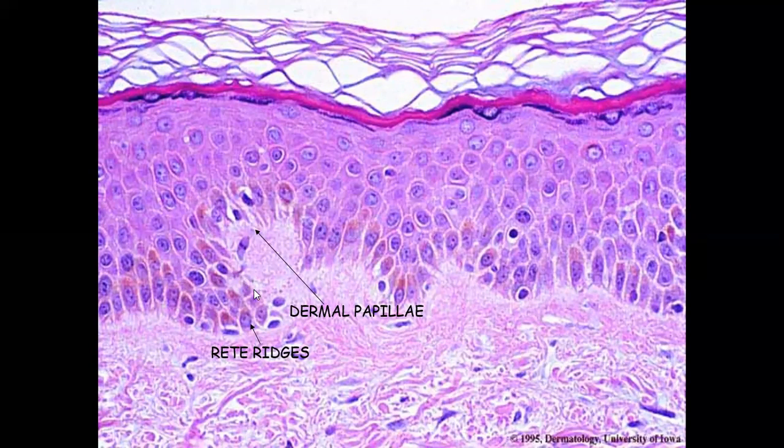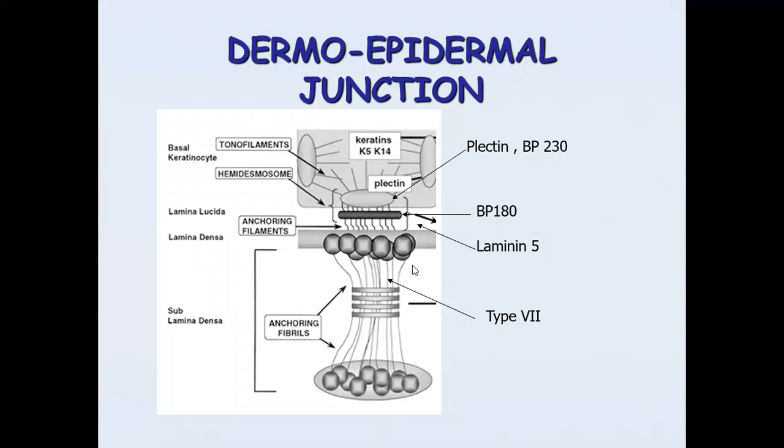These are the rete ridges, the portion of epidermis which is protruding into the dermis, and this is the dermal papillae, the portion of the dermis which is entering into the epidermis. The dermo-epidermal junction is very important because most of the subepidermal blistering diseases are because of a defect or antibodies against any of the antigens which are present at the dermo-epidermal junction. This is an advanced form of dermatopathology, and I'm not going to discuss it. I've already discussed these different antigens in my previous lectures.